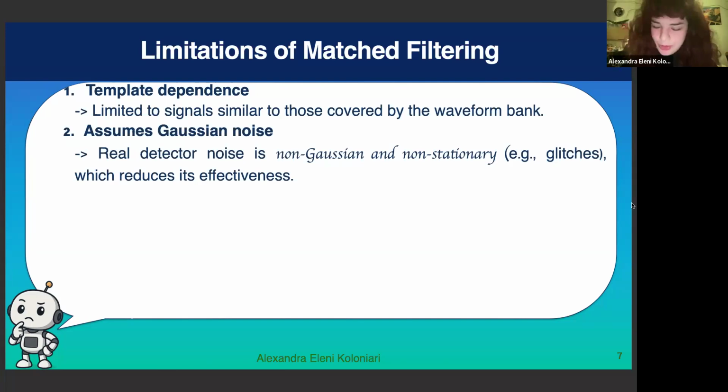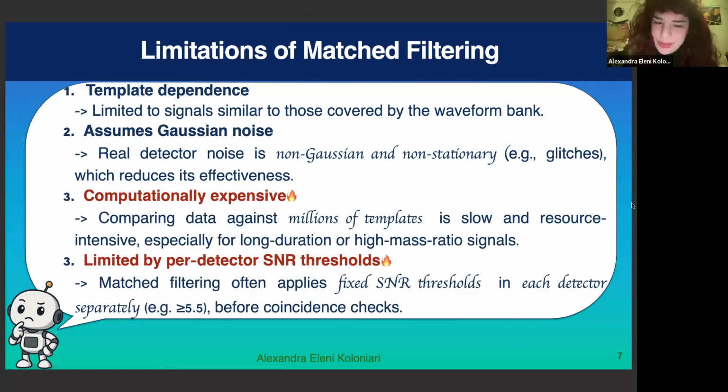However, those aren't the most important limitations. As I mentioned before, we do expect the next generation of gravitational wave detectors, and that means that we will basically have multiple detections each day. And that is a problem when we use match filtering because it is computationally expensive. In fact, we compare data against millions of templates. So it is very slow and resource intensive, especially for long duration and high mass ratio signals.